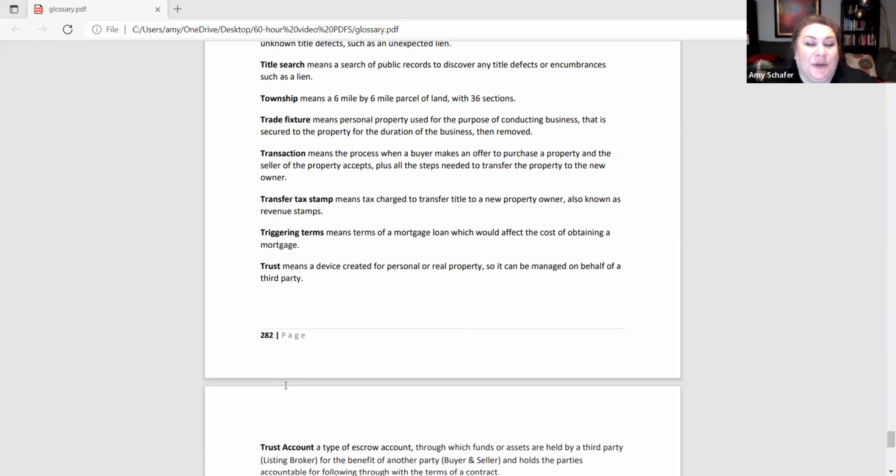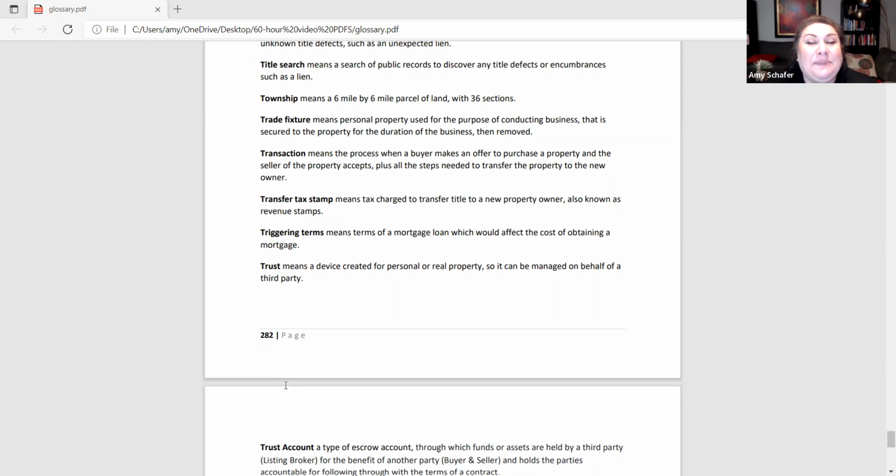It's not residential. Transfer tax stamps. This could be a math question for you under one of the eight under calculations. This is a tax to transfer real estate from one party to the other. It's typically paid by the seller. And in Iowa, we call them revenue stamps.